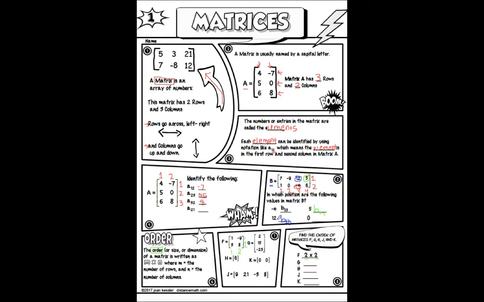All right, so let's look at G. So again, rows 1, 2, 3. So there are 3 rows. And there is 1 column. So that means it's a 3 by 1 matrix. All right, let's look at H. H has 1 row, 1 column. So it is a 1 by 1.